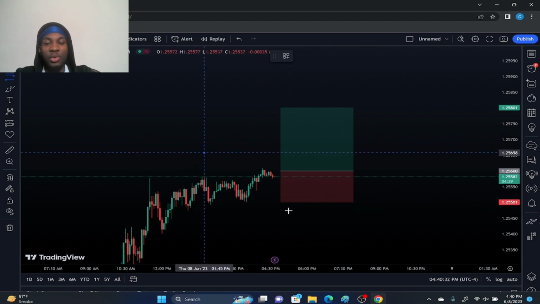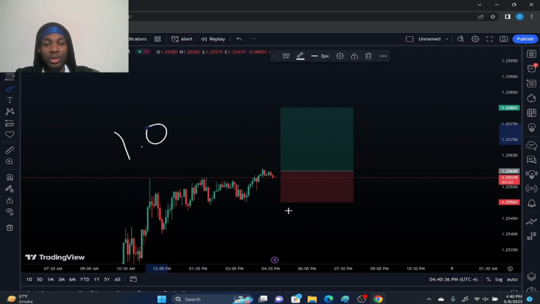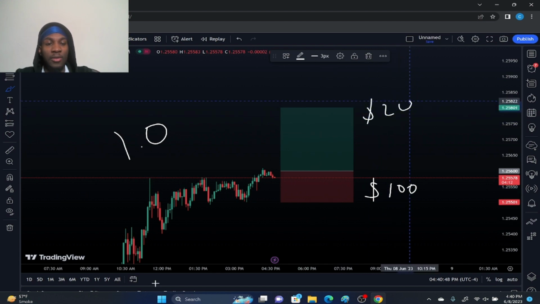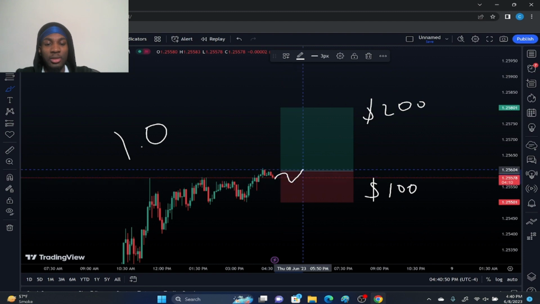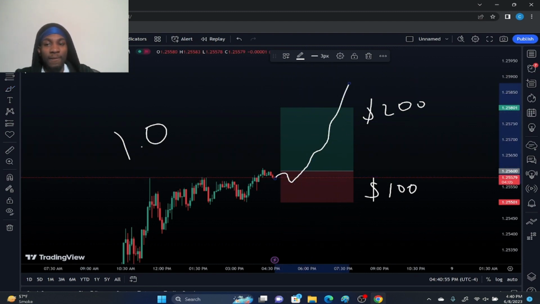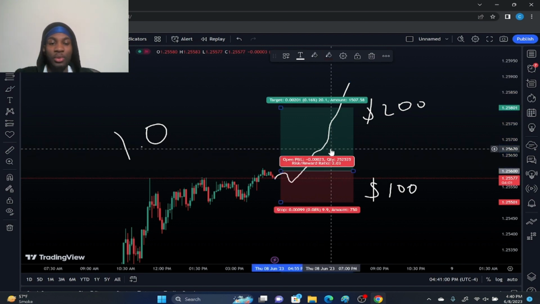So let's say we pop the one lot on this trade. This is negative 10 pips, so that would be $100 that you're willing to lose, and then we end up making 20 pips, which would have been a $200 gain if it hits your TP. So if price just went like this and hit your take profit. All right. Now look, we have this tool, and that will give you a pretty accurate amount of pips for your stop loss and take profit.